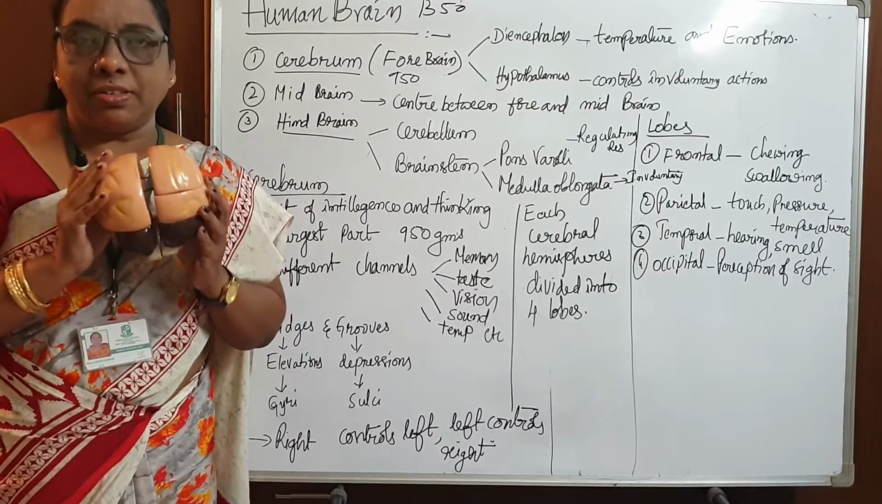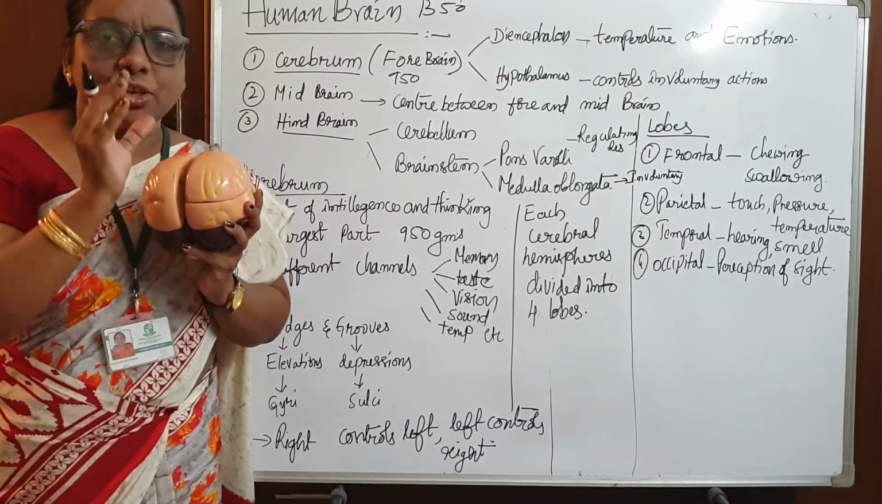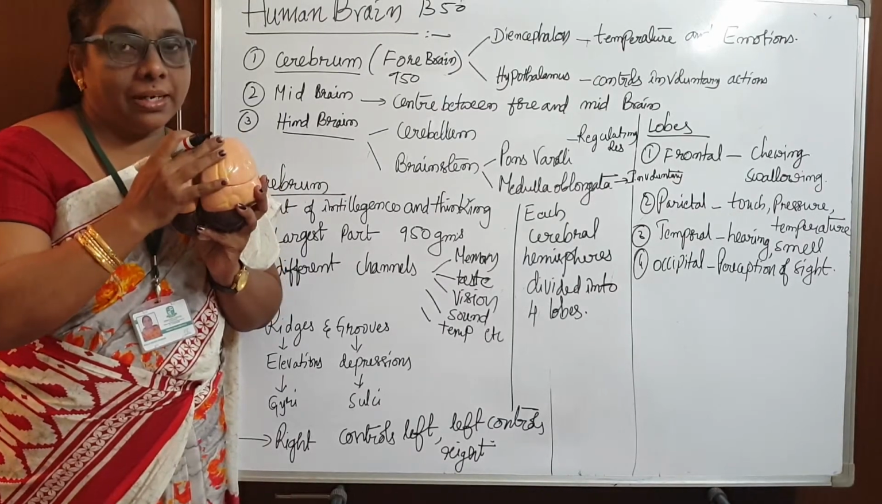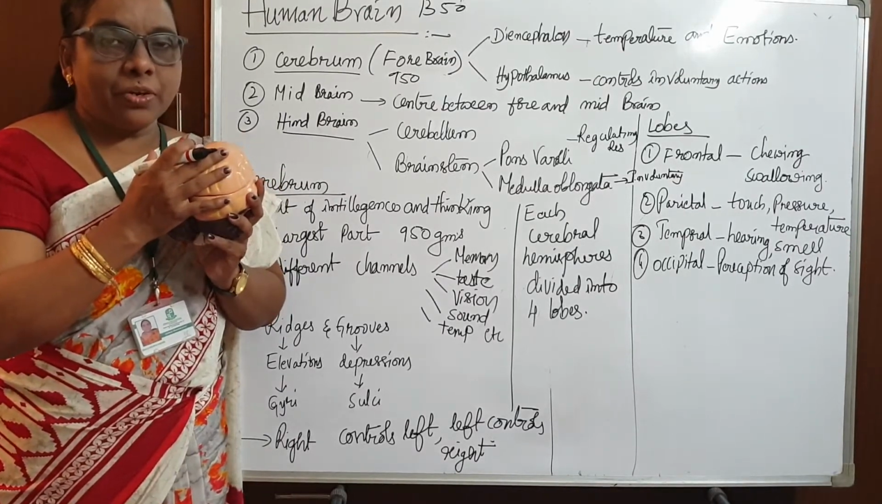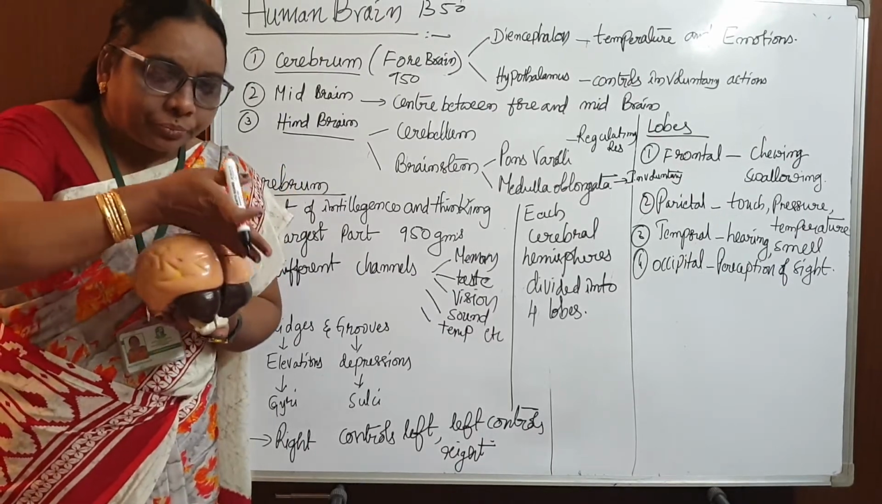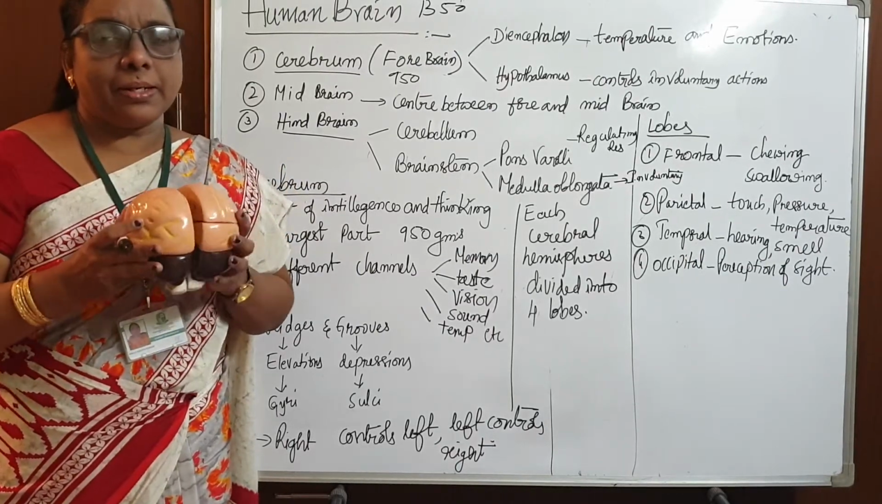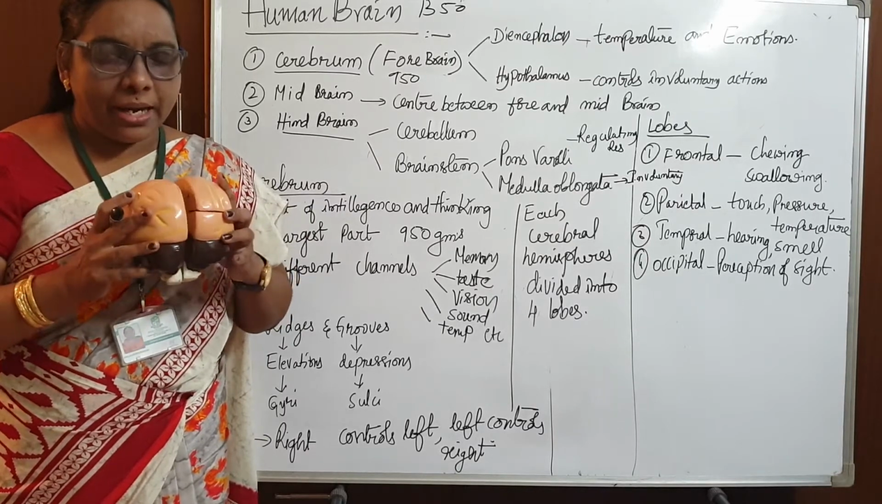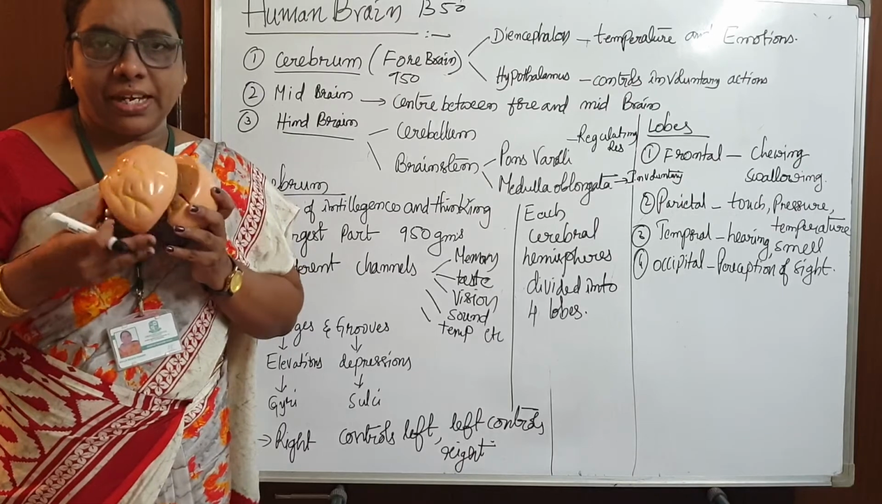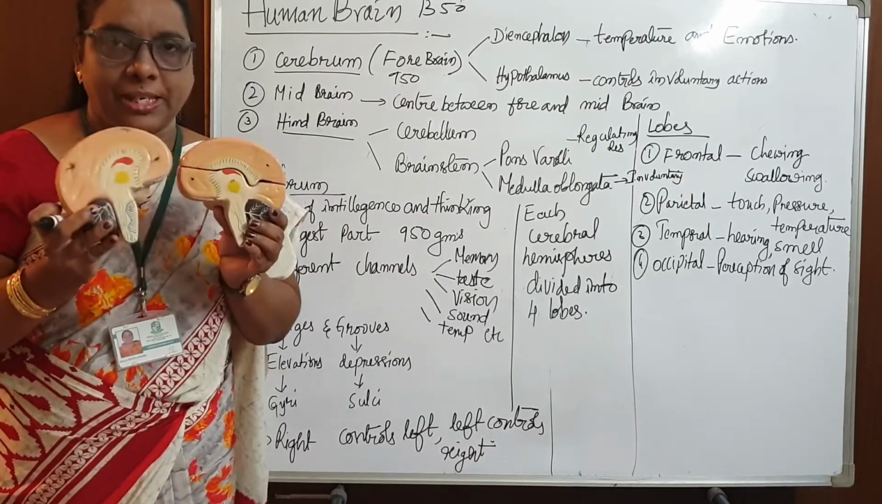This is the structure of the brain. It is a soft tissue, and it is present in the hard bony skull, which is called the cranium. If you go to the center of the total brain, it is divided into two equal halves like this.